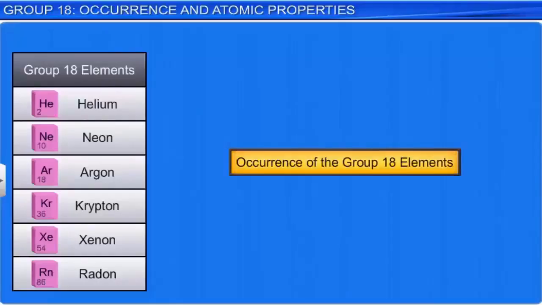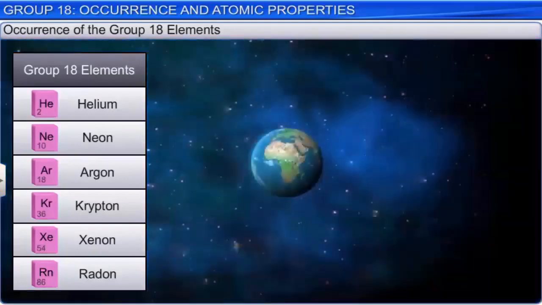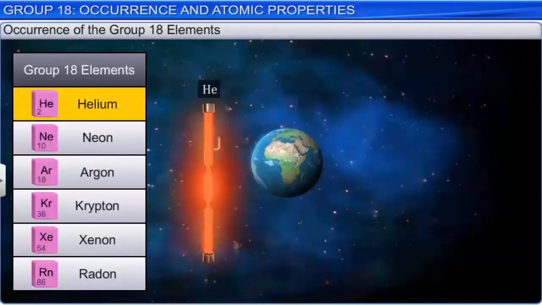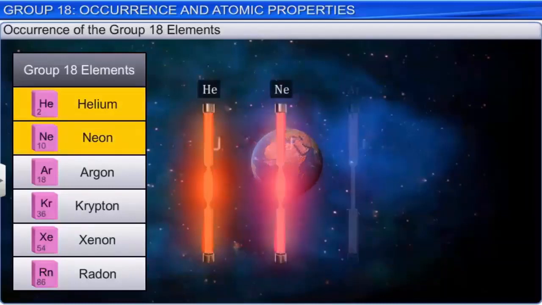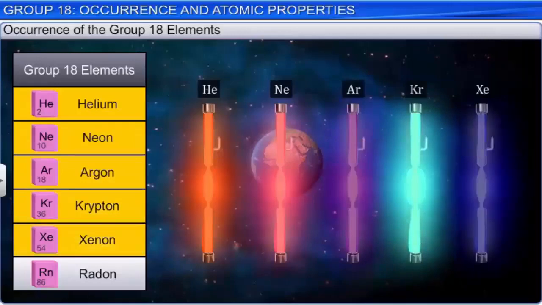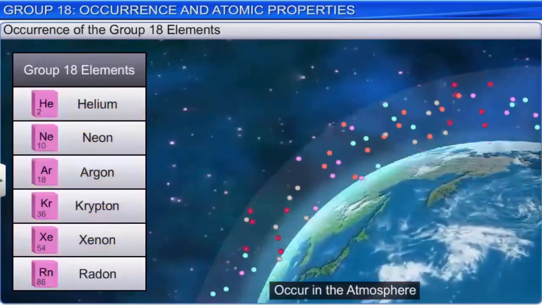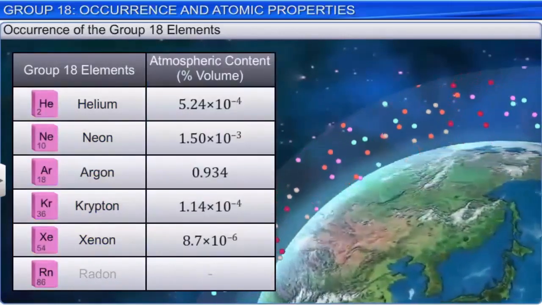Let's now discuss the occurrence of these elements. Owing to their inert nature, all the noble gases occur in free state. All the noble gases, helium, neon, argon, krypton and xenon, except radon, occur in the atmosphere. Note the percentage abundance of these elements listed here in the table.